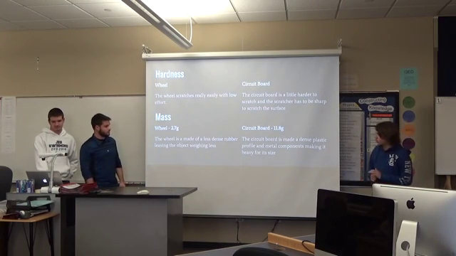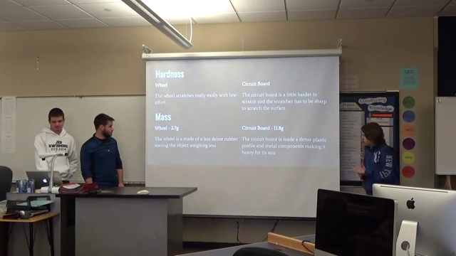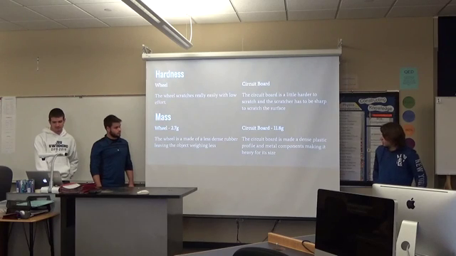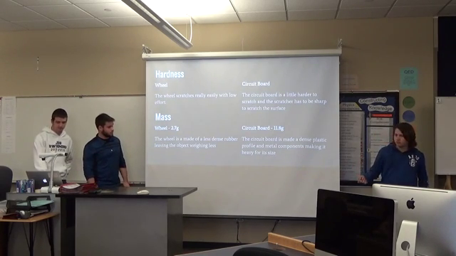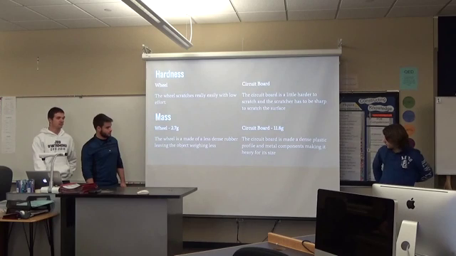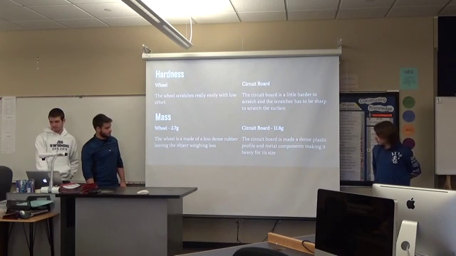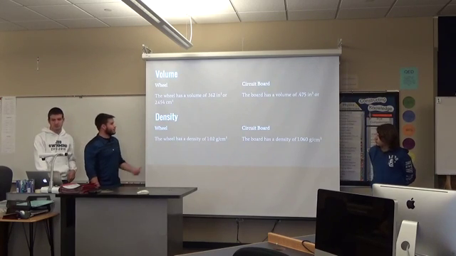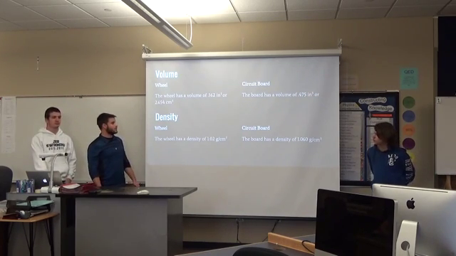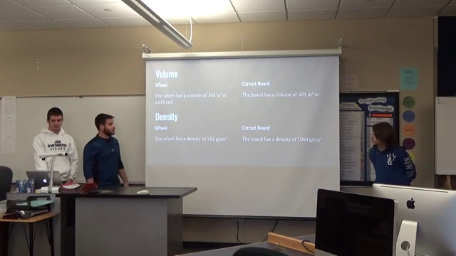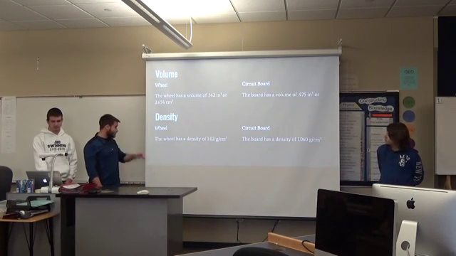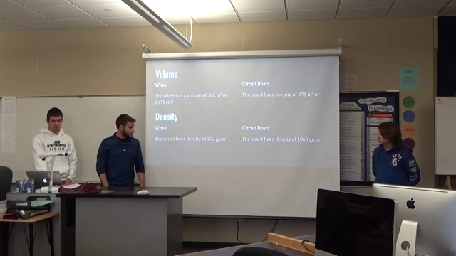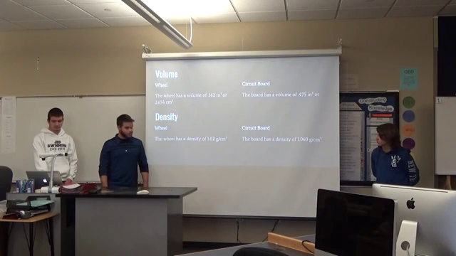And the mass of the wheel is 2.7 grams, and it's made out of a less dense rubber. The circuit board is made out of a dense plastic fiberglass material, and has metal components making it heavy for its size. The wheel had a volume of 0.162 inches cubed, and the circuit board had a volume of 0.475 inches cubed, and the wheel's density was 1.02 grams per centimeter, and the circuit board had a density of 1.06 grams per centimeter.